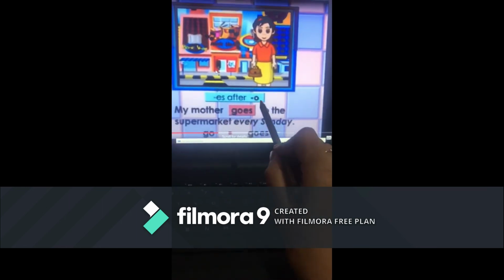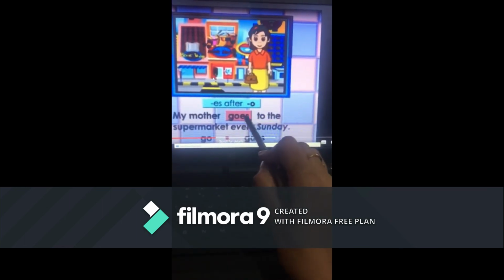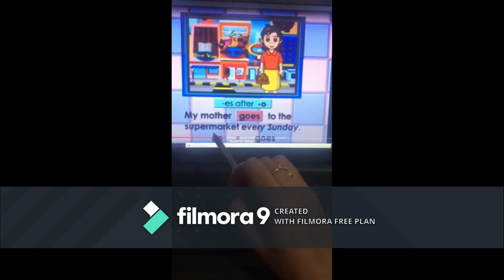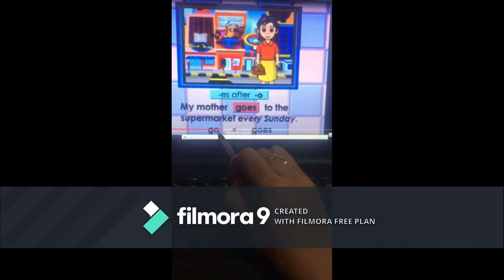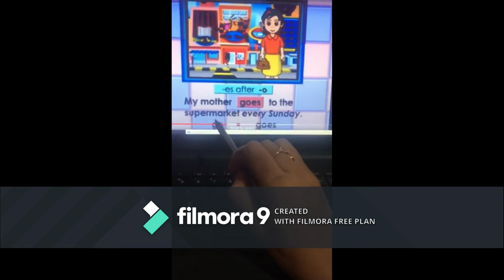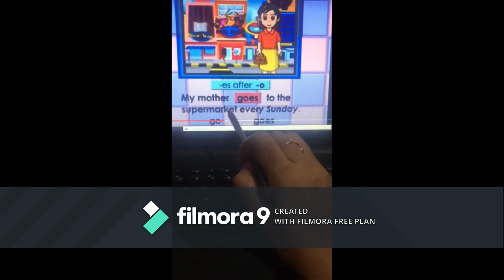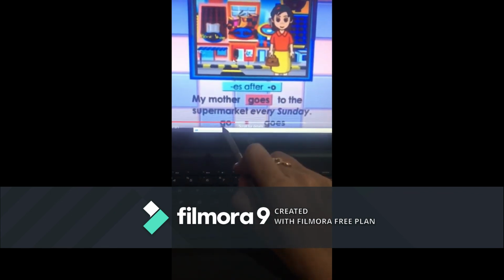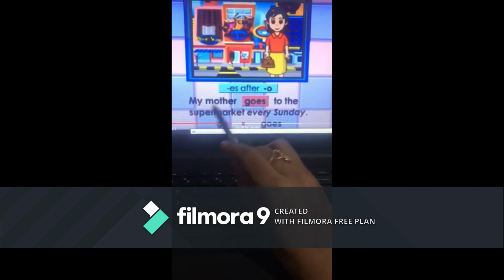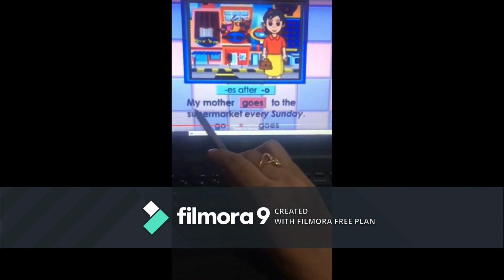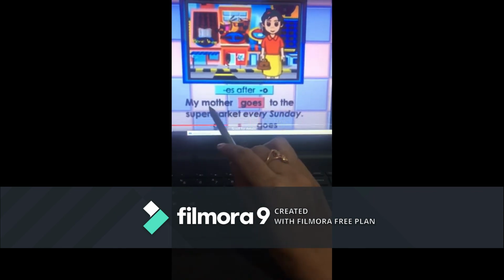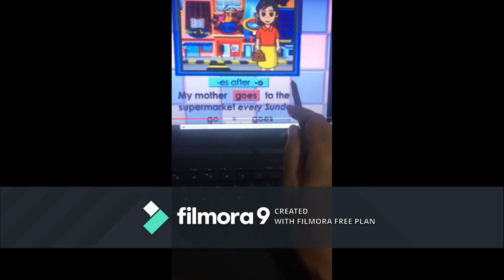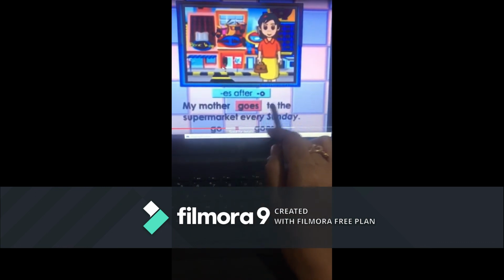Children, we were discussing es. Where do we use es, right? Please keep in mind, when the verb is go, you make this mistake most of the time. You add "gos." No, you will not add "gos." You will add es to the verb go. My mother goes. We will never write "my mother go to the supermarket every day." No, my mother goes to the supermarket every day.